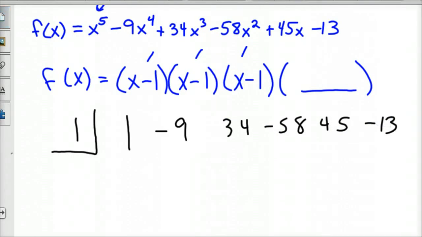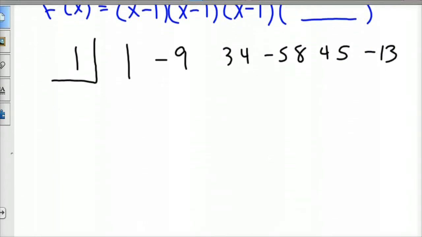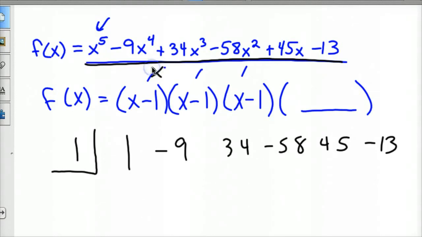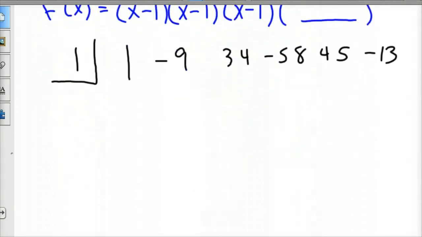Okay, so I'm going to divide these out. I just paused to make sure I got all my numbers right. And I'm going to use synthetic division. So I'm back up here, taking this whole function divided by one of those factors. I'll do it in a different color. I'm taking this whole function and I'm going to divide it by x minus 1. That's essentially what I'm doing with synthetic division.